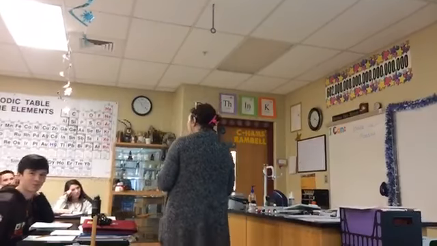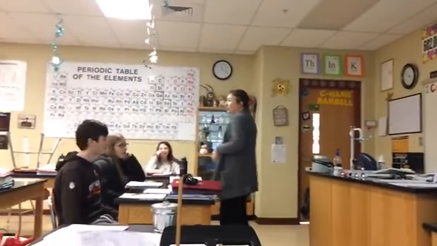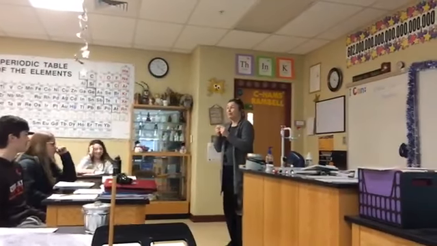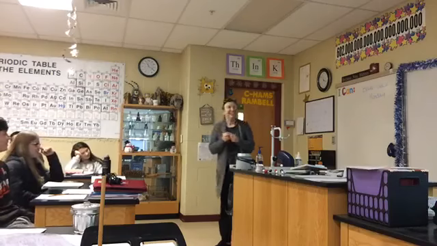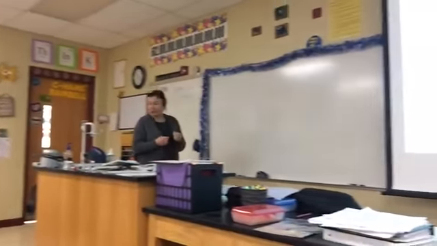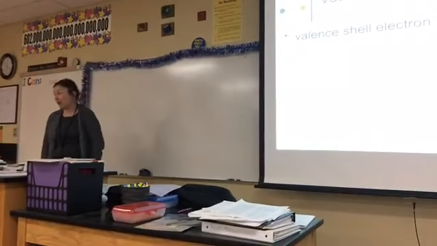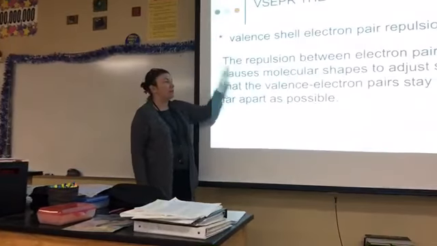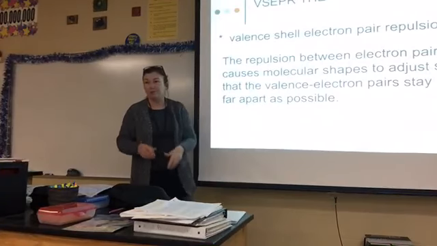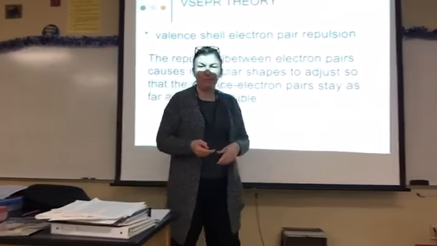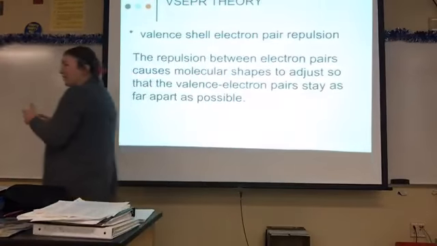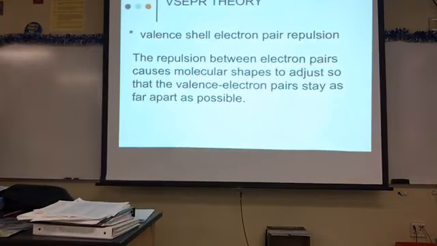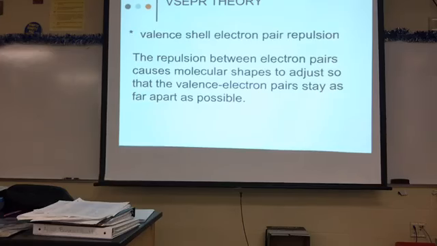Okay? They are pushing away from each other. That repulsion causes, what? I got so distracted. Oh, sorry. That repulsion causes different atoms or molecules to take certain shapes. Okay? And don't write all this down. But the repulsion between the electron pairs causes molecular shapes to adjust. They change based on this electron pair repulsion. Okay? They will typically change. And this change gives them certain physical and chemical properties.